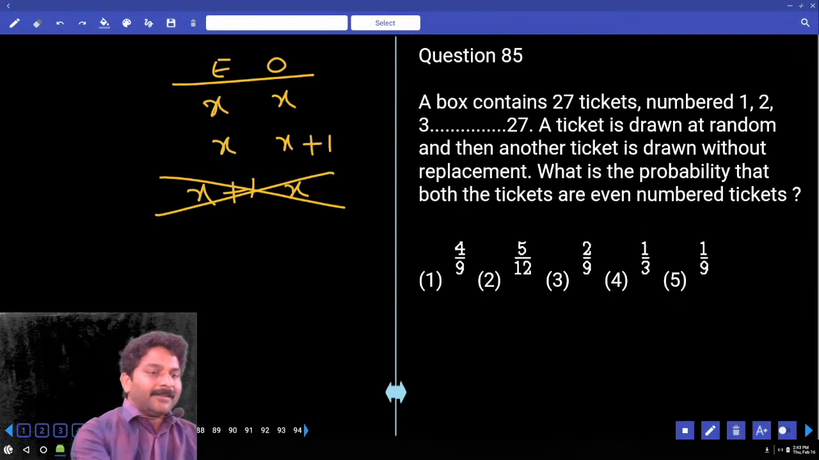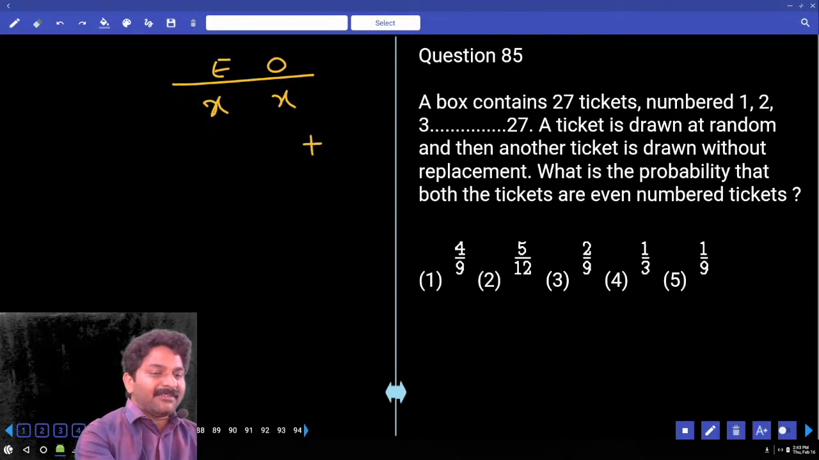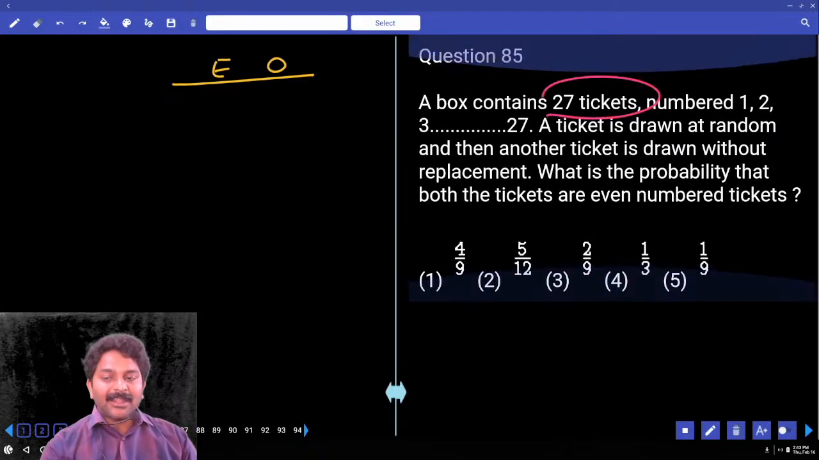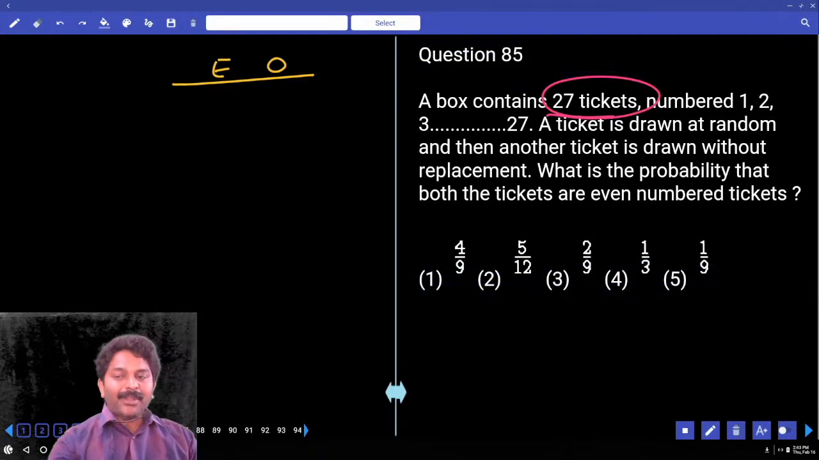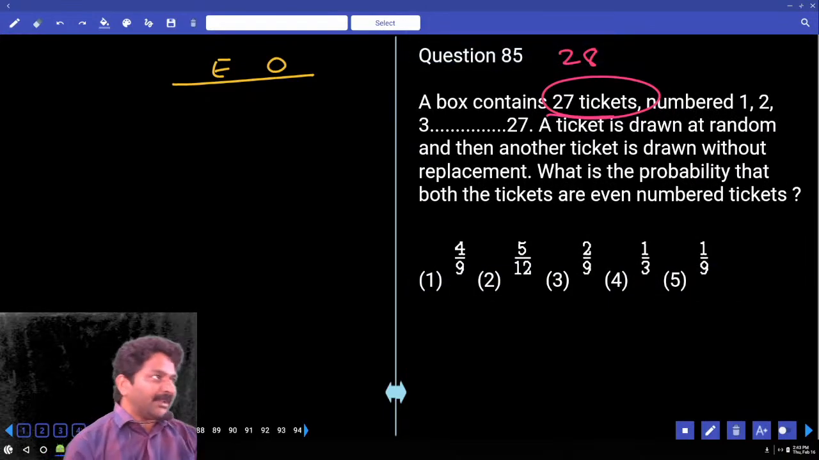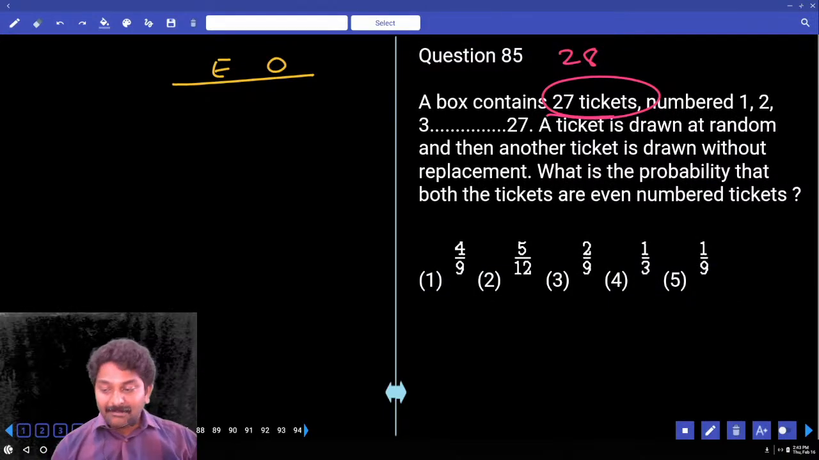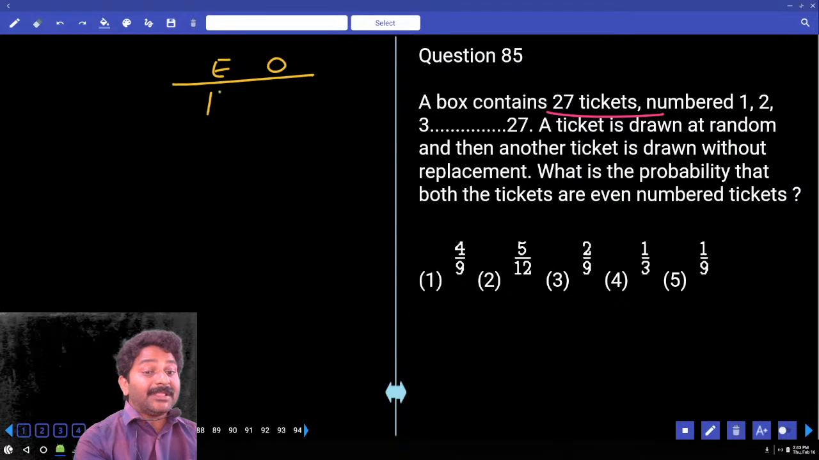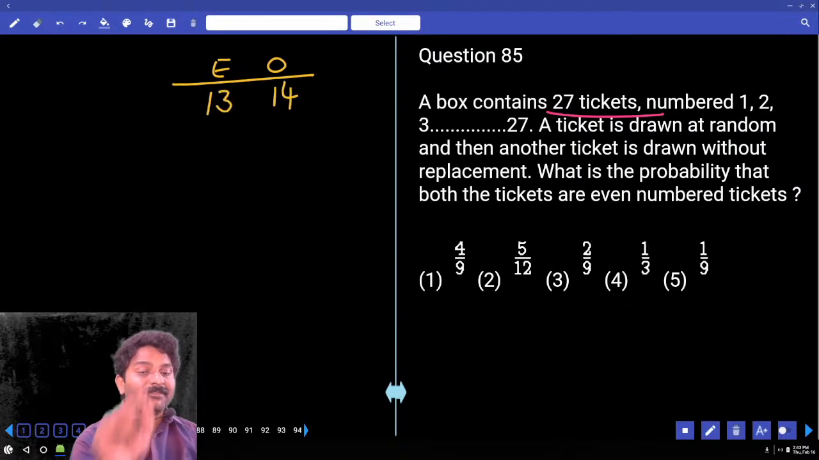Ardhamainda? So that means how many numbers are given in the question? 27. It is odd number, right? If you have 28 which is even, you can write 14, 14. When you have odd number, what is half of this number? 13.5. There will be 13 even numbers and then 14 odd numbers.